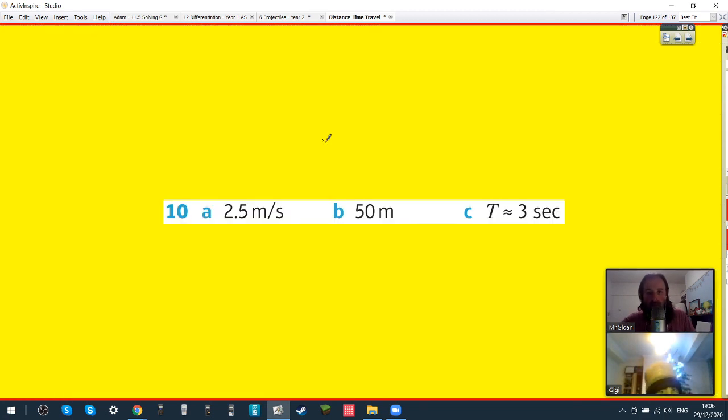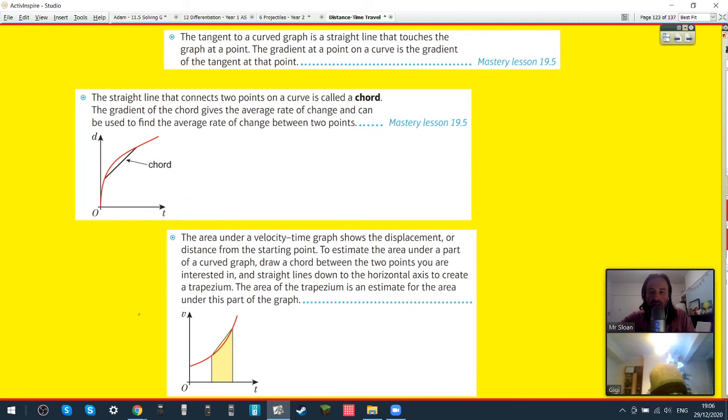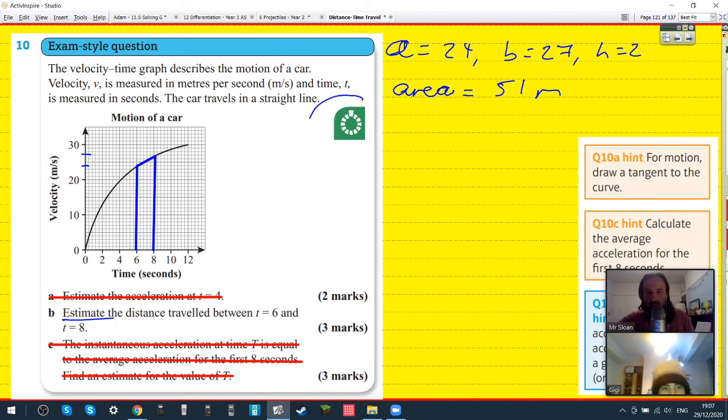Do I have the answer for that one? Okay, so they said it's 50. That's grand. They did that and it's an estimate. Great. So in general, distance is speed times time, area is base times height. So to find the distance, you get the area. Chord gives you average rate of change, and tangent gives you the rate of change at an instant. If it's a straight line graph, you can just get the gradient, but if it's a curve, you have to get it that way. And as you can see, these are all grade 9.